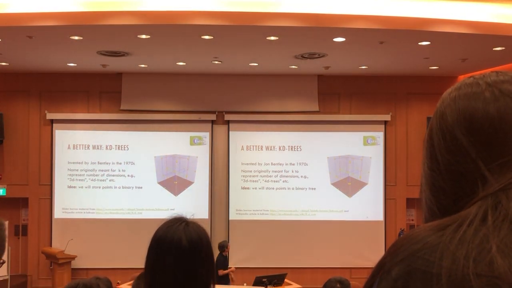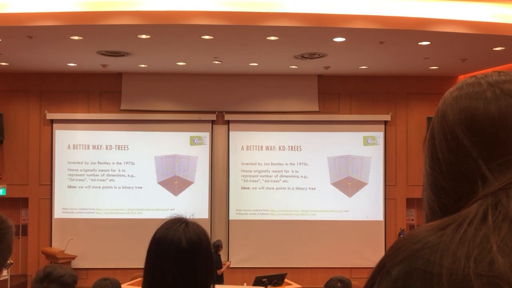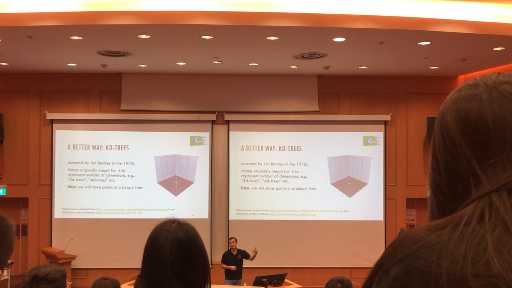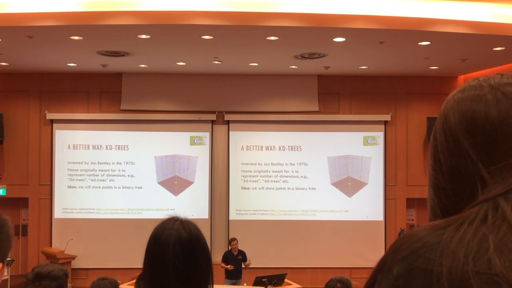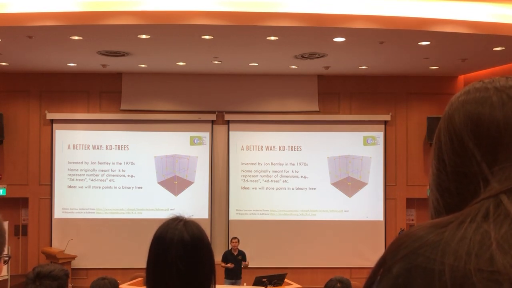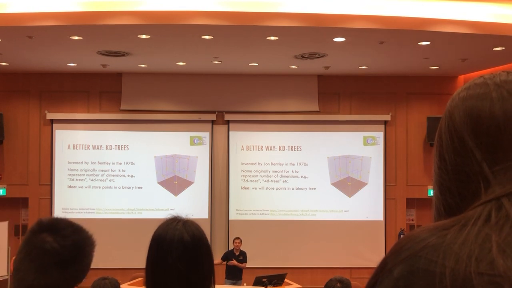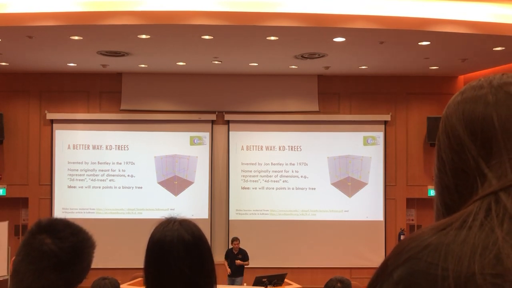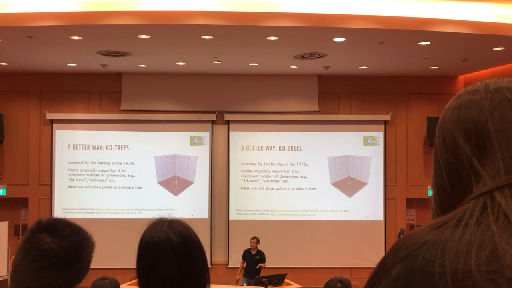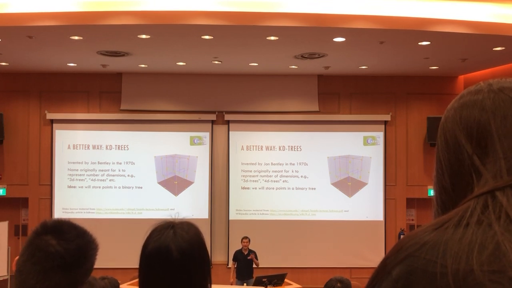The name origin meant for K to represent the number of dimensions. So if you had 3 dimensions, then you would call it a 3D tree. If it's 4 dimensions, 4D tree, and so on and so forth. But nowadays, people just call it KD trees, of dimension 3 or dimension 4. The idea is very simple, but it gets a bit hairy later on.